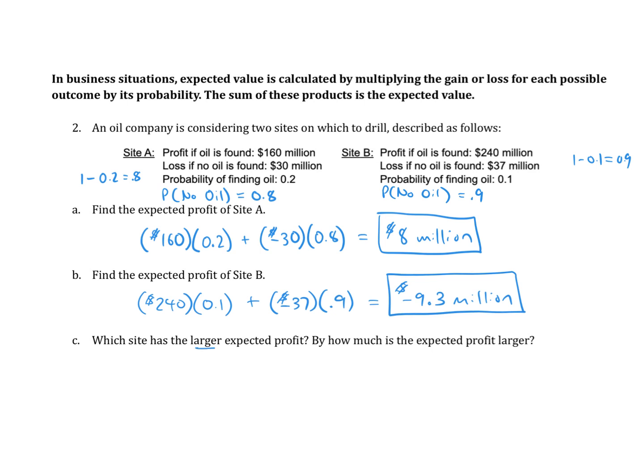So which one has the larger expected profit? It's going to be site A, because in site A, they expect a profit. In site B, they expect to lose 9.3 million. By how much is the profit larger? If I subtract those, 8 million minus negative 9.3 million, that's the same as 8 million plus 9.3 million. We get 17.3 million for the difference. So site A has a higher expected profit by $17.3 million.